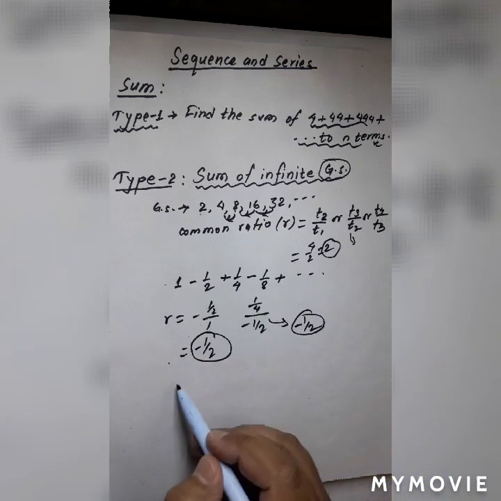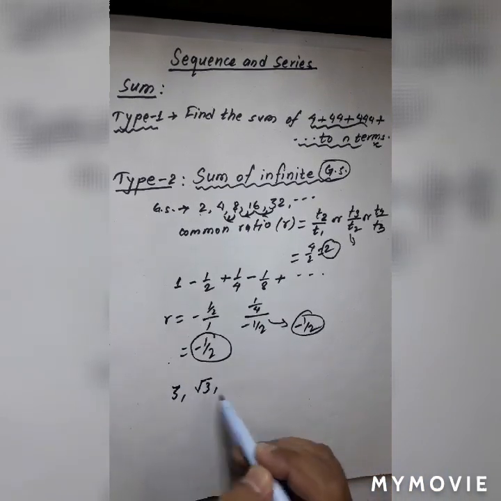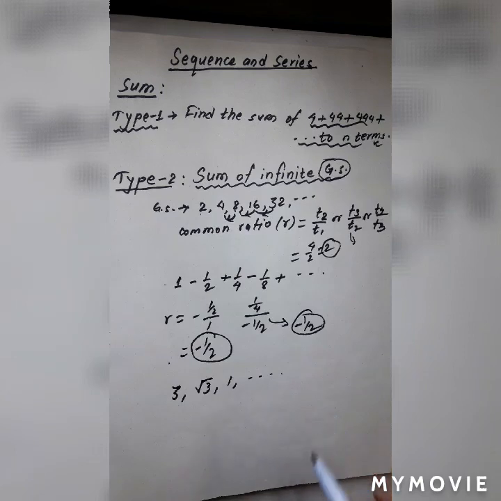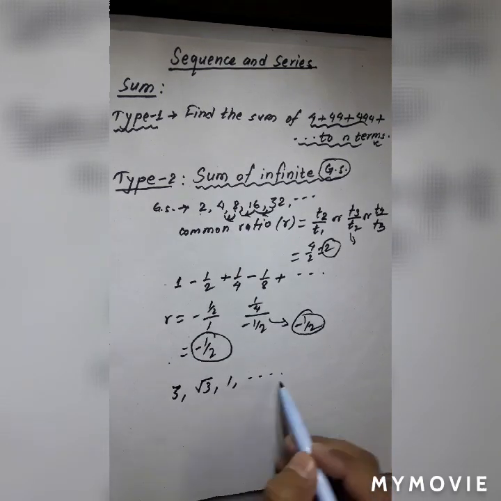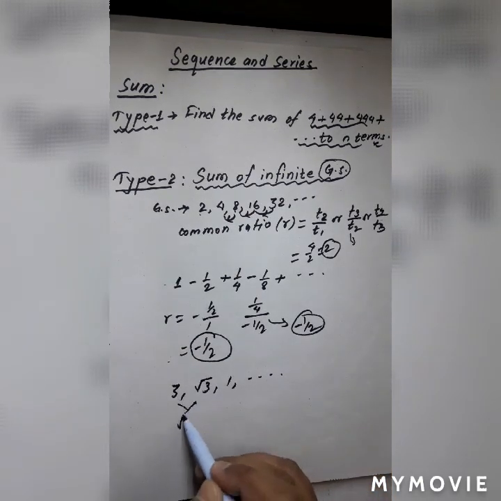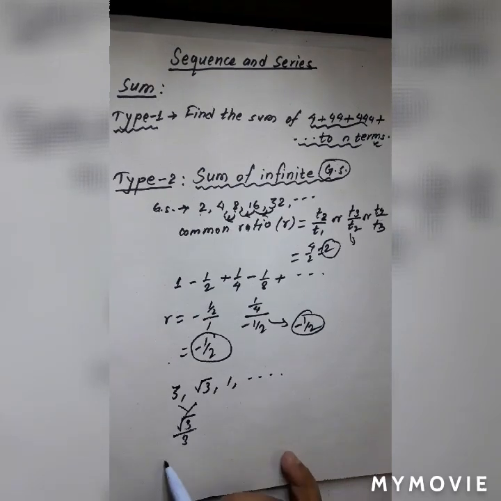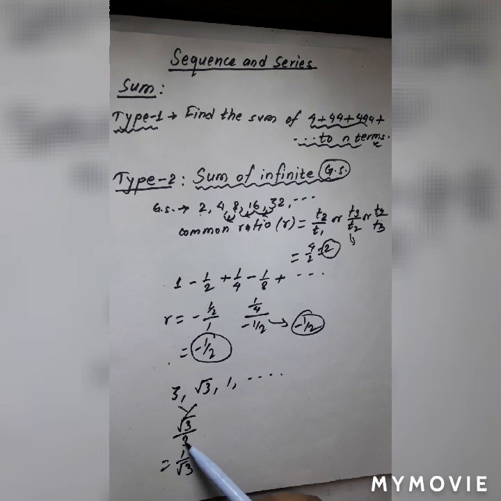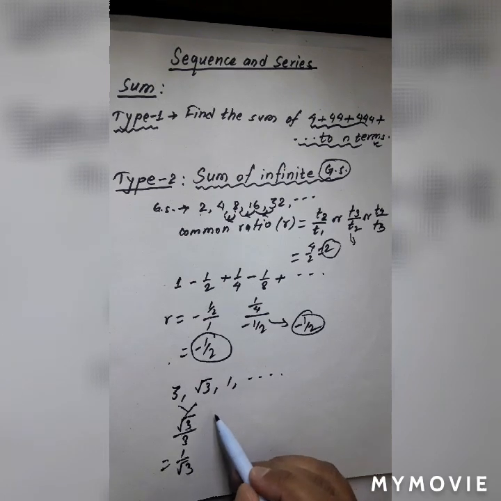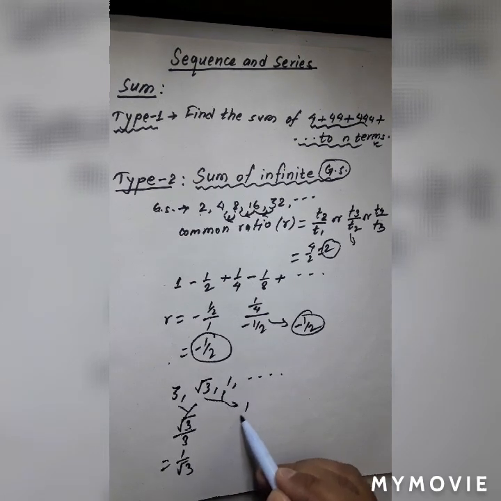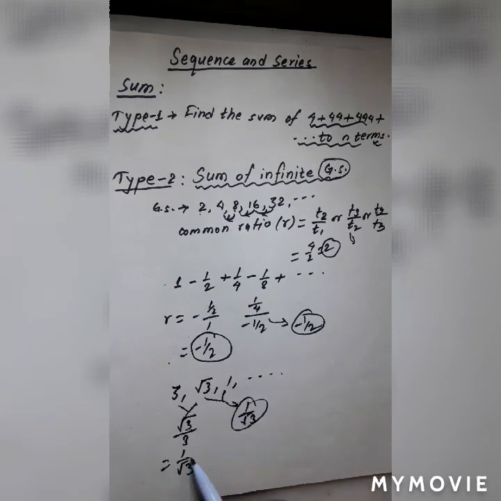Similarly, students, 3, root 3, 1, and so on. This is also a geometric sequence. So here what is the common ratio? Root 3 by 3, and this is 1 by root 3. Why 1 by root 3? This is root 3 square over 3, root 3 cancels, 1 by root 3 is left, and from 1 by root 3 also you can get the same. So this is the common ratio.